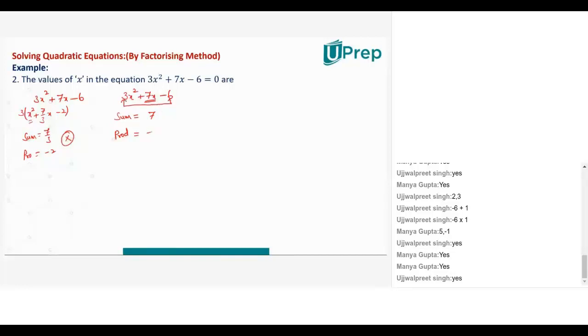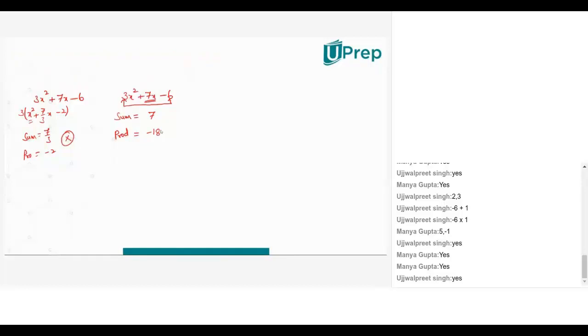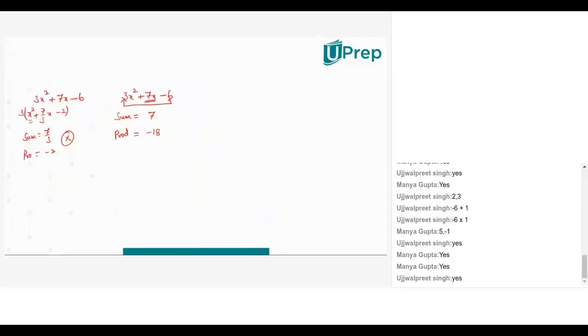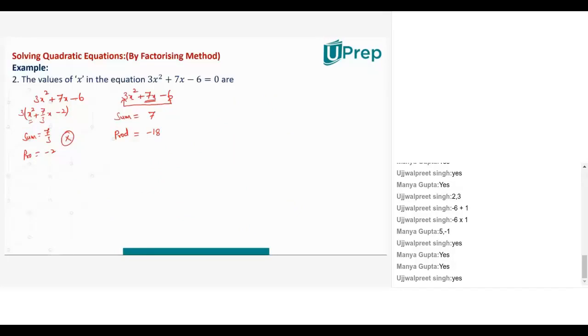3 into minus 6, that is minus 18. In the previous problem, when I wrote the product as 5, what I actually wrote is 1 into 5. Is it giving me a 5? I did not mention 1 into 5, but now I am mentioning. In this case, my product should be 3 into minus 6. So what I need is minus 18. Is the idea clear? You tell me two numbers. If I add them, I should get 7. If I multiply them, I should get minus 18.